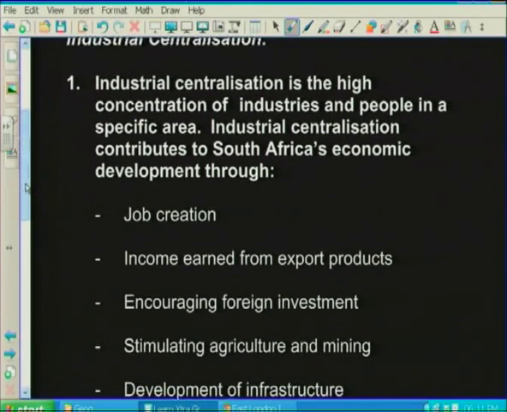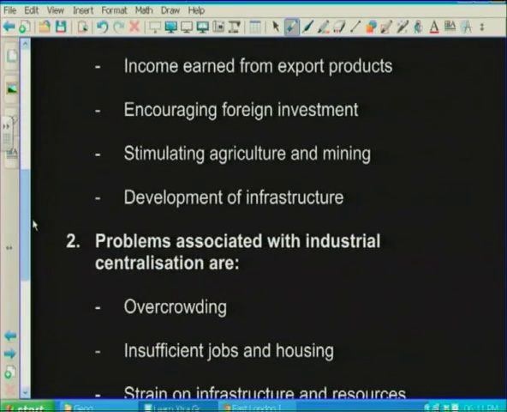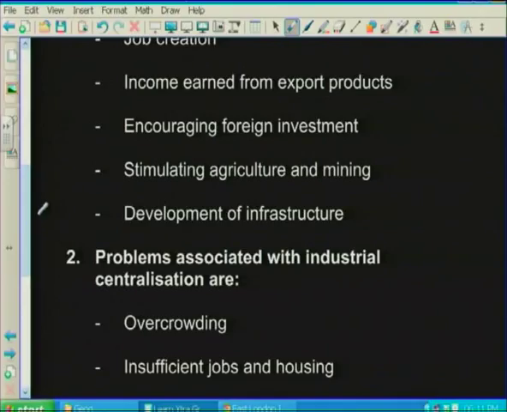Right, so if we move on now and we have a look at this idea, industrial centralization is a concept where we traditionally concentrated a lot of our industries in one specific area, and basically it was used because of job creation, the income that was earned from exporting products, encouraging foreign investment, stimulating agriculture and mining in the region or area, and the development of infrastructure like rail and road and all those sorts of things meant that that was the sort of economic policy or process of the day.